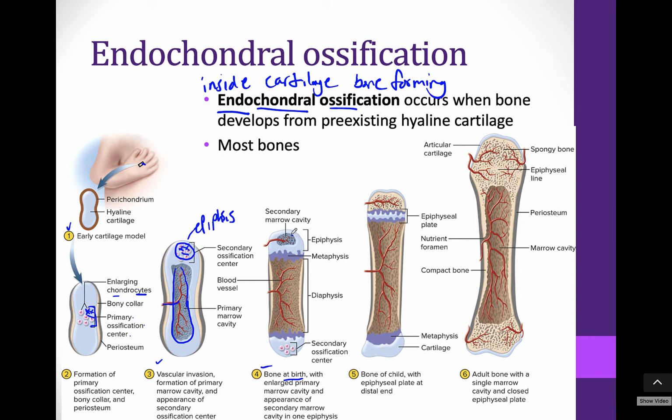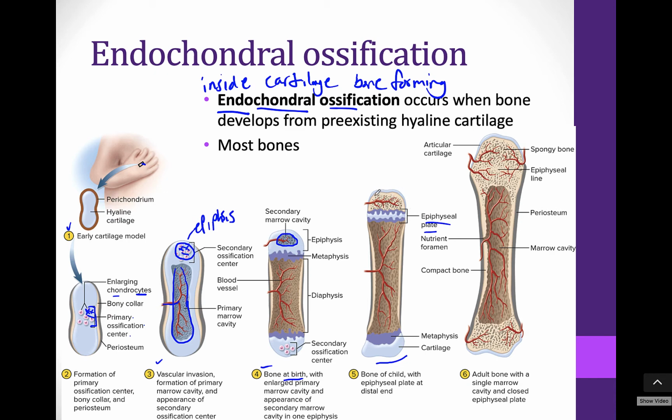The secondary ossification centers start to hollow. We've got osteoclasts hollowing out these centers. 5 represents what the bone does as a child. So we can see there's still some cartilage on this end. And then on this end we have what we're starting to see as an epiphyseal plate. So this epiphyseal plate is where this bone is going to be able to grow longer.